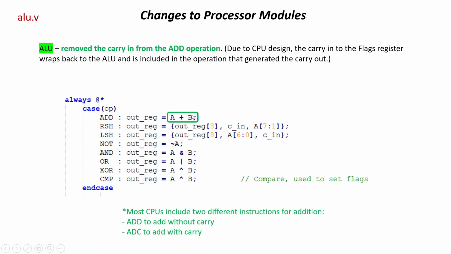Now the ALU, like I said, if you go to the ALU, there was a plus CIN over here. We still need that for the right and left shift, but I'm taking that out of the add instruction so it doesn't wrap around and be included in the same add operation.